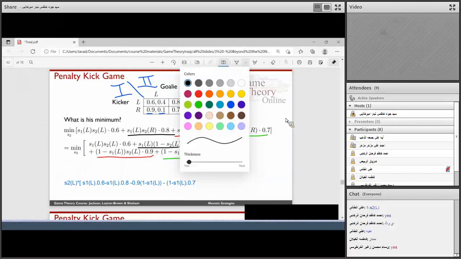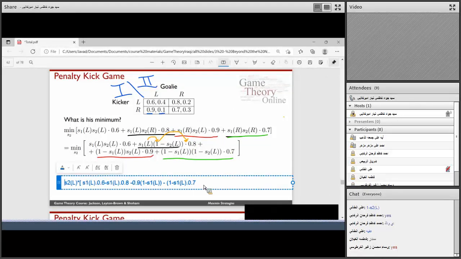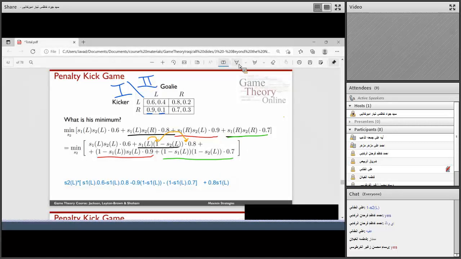Let me show you how I find it. Only S1 of L would be this times this, and then times this. That would give me 0.8 S1 of L. So I'm going to write it here. After I'm done with S2 of L terms, I close the bracket plus 0.8 S1 of L. Now, what else? There's more.